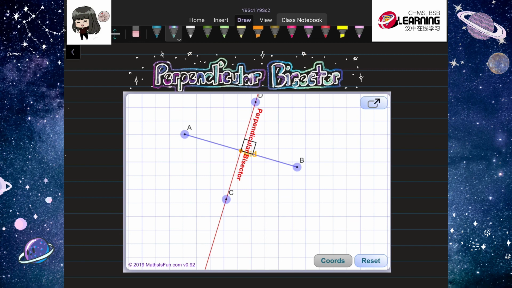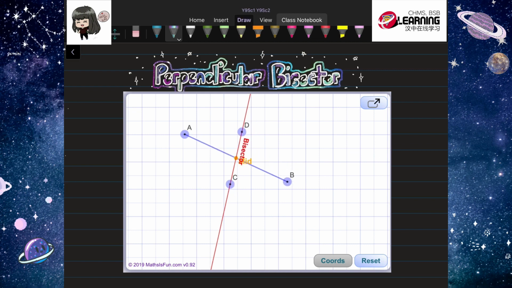It cuts this AB into half. Right? So I hope you understand what a perpendicular bisector is by now, because now what we're going to learn is to find the equation of the perpendicular bisector.